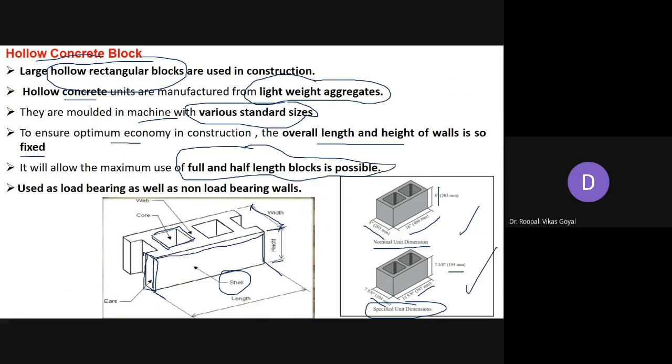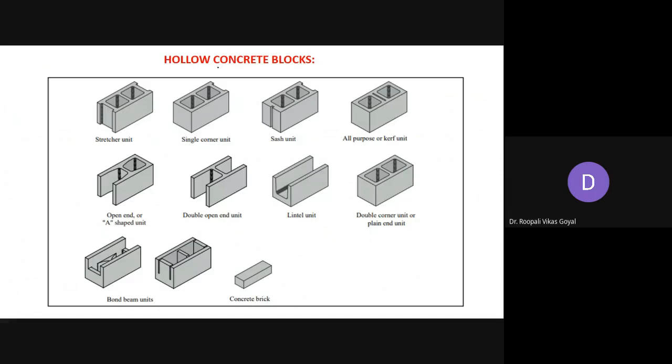Okay. And it can be used as a load bearing as well as non load bearing walls. So here you can see there are varieties of the hollow concrete blocks that are given. Now this is stretcher unit. This can be utilized as single corner per use. This is for the shesh unit. This is for all purpose unit.